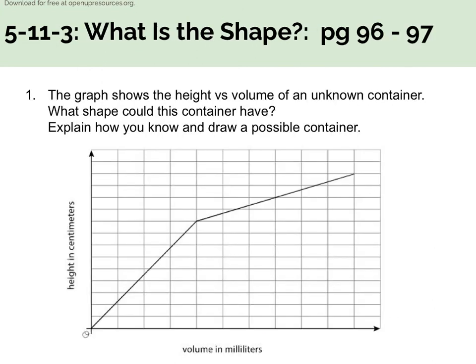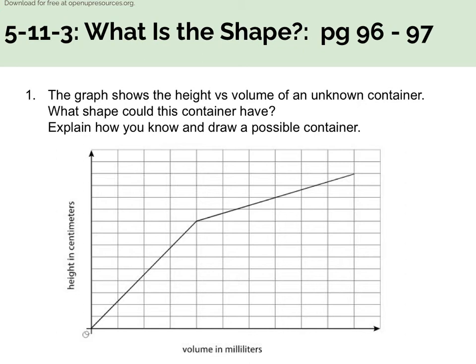So if we turn to pages 96 to 97, we're going to start with page 96, number 1. The graph shows the height versus volume of an unknown cylinder. What shape could this container have? Explain how you know and draw the possible container. So go ahead and pause and answer this question, and then come back to me, okay?